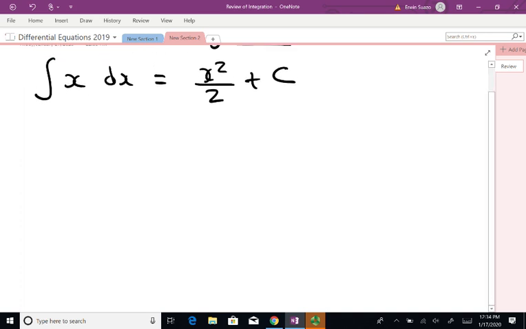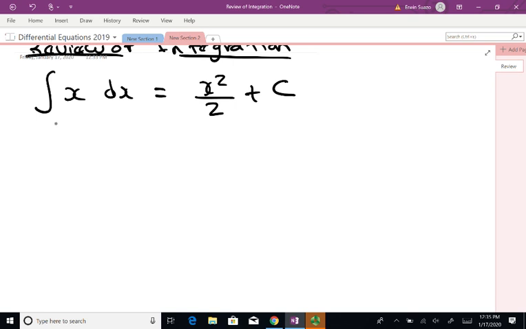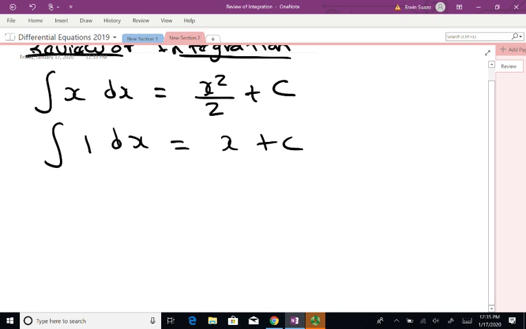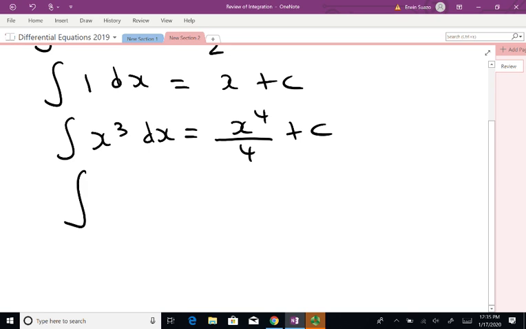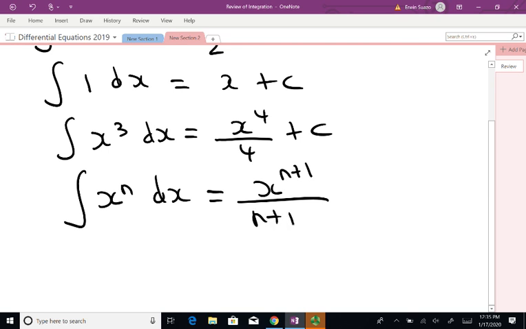Okay? So what is the integral of 1 dx? x, right? Then what is the integral of x cubed dx? x to the 4 over 4 plus c, right? So in general, we have a nice formula: the integral of x to the n dx. What is that formula? x to the n plus 1 divided by n plus 1, plus a constant.